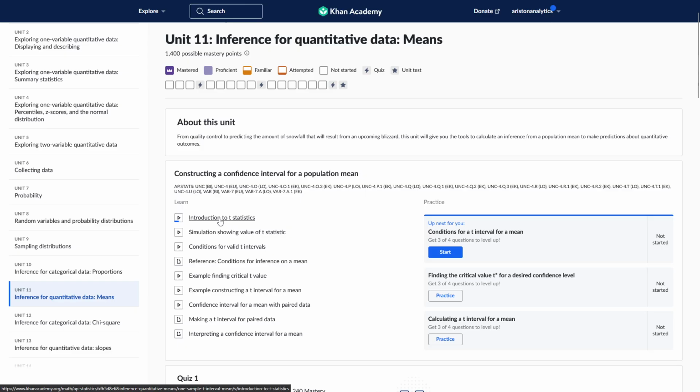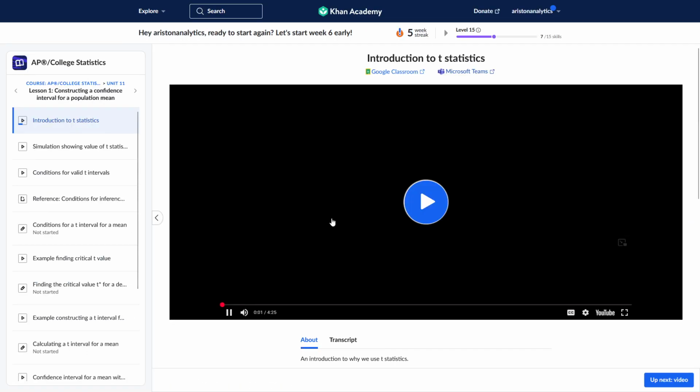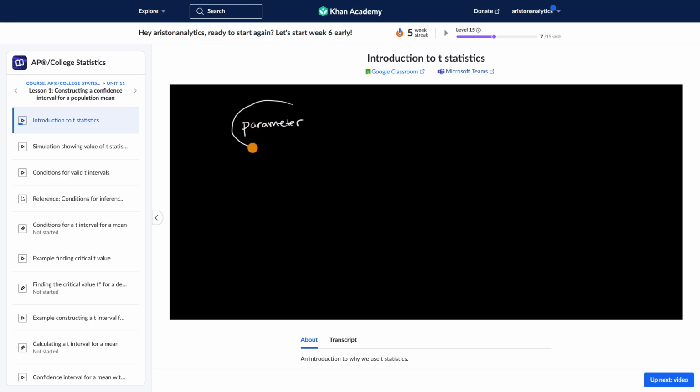Inference from a population mean to make predictions about quantitative outcomes. We've seen a situation multiple times where there's some parameter associated with a population. Maybe it's the proportion of a population that supports a candidate. Maybe it's the mean of a population, the mean height.